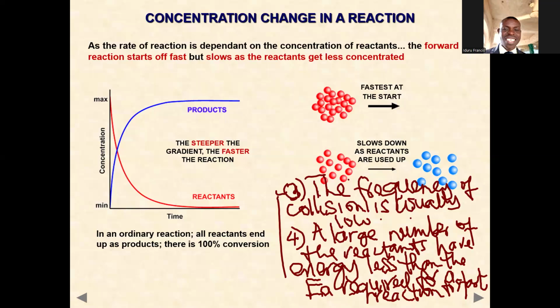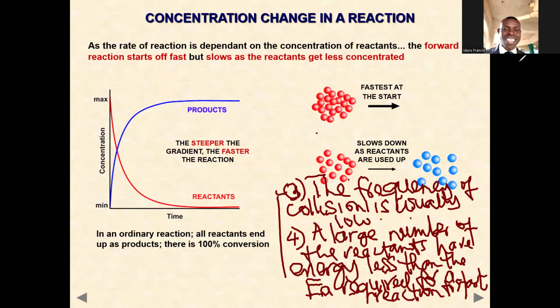So there are 4 items, and the 4 items will score you 3 marks. You must know that. If you know that, you will be able to work harder and know how many points you are supposed to mention to get your score. It is usually 3 marks, but there are 4 points you must mention. Frequency of collision is low. A large number of the molecules do not have the energy called EA, or they have lower than EA. And also the molecule collision does not produce EA, and also the other one I have stated.